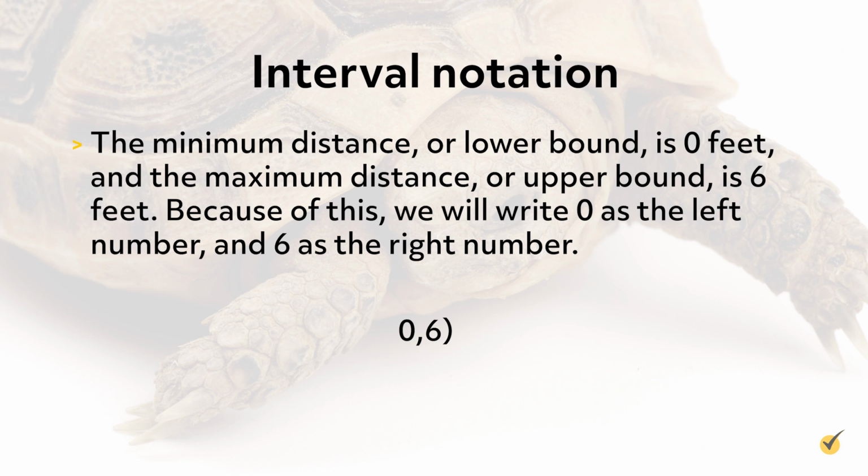0, on the other hand, is a possibility. Skipper may not have moved at all in the 30 seconds. For this reason, we will write a square bracket beside the 0, indicating its inclusion. So, after 30 seconds, Lance's turtle is some distance in the interval 0 to 6 from the end of the table. We've seen that interval notation is a powerful tool that helps us express infinitely many numbers in just seconds.